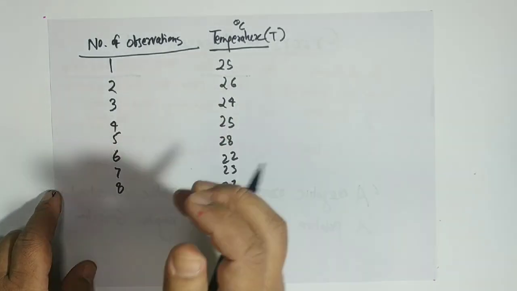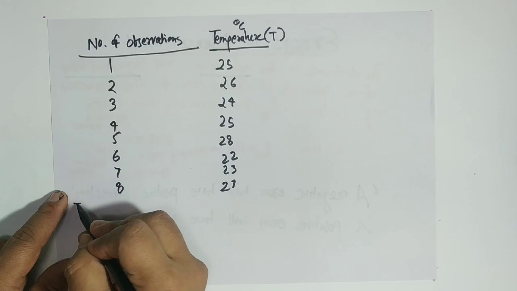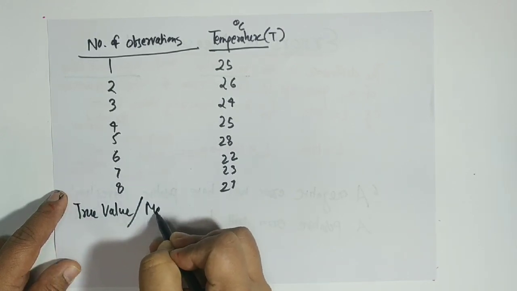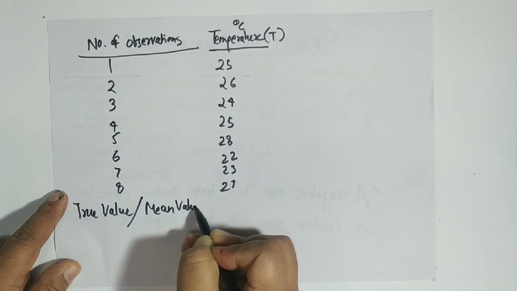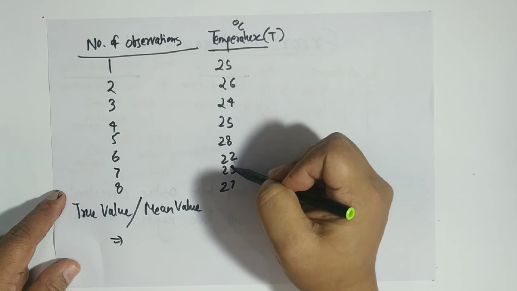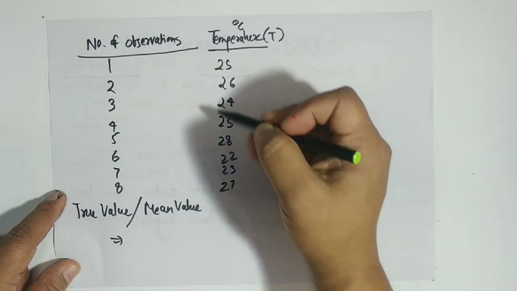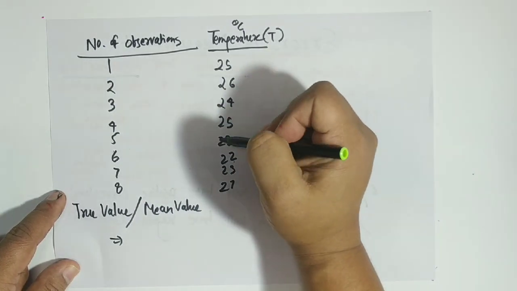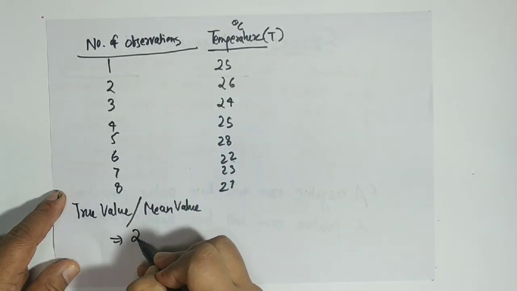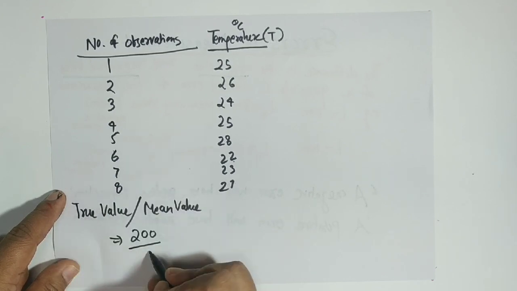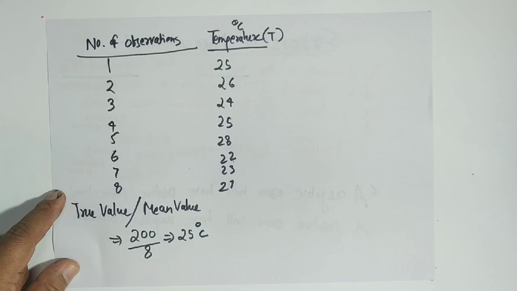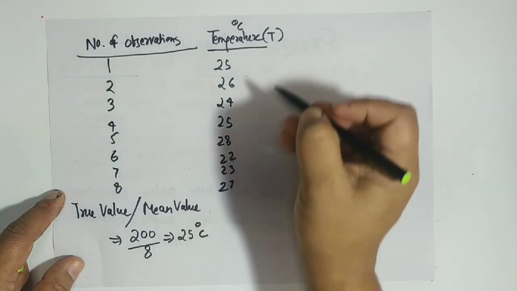You don't know the true value. How will you get the true value? I think all of you know. The true value is the mean value. So you take the mean of all. Adding them up, the sum is 200. So 200 divided by 8, you are going to get 25. 25 degrees Celsius is the true value.